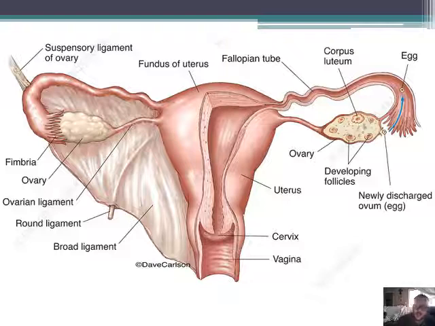It is also lined with cilia, so that the egg can be moved from the fimbriae into the fallopian tube for fertilization to occur. And once fertilization has occurred, it's then going to move into the myometrium and embed itself in the endometrium, but we'll do that a little bit later.